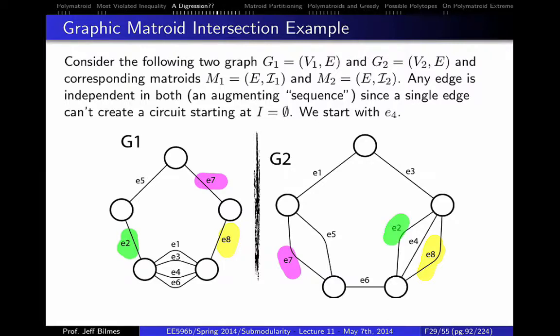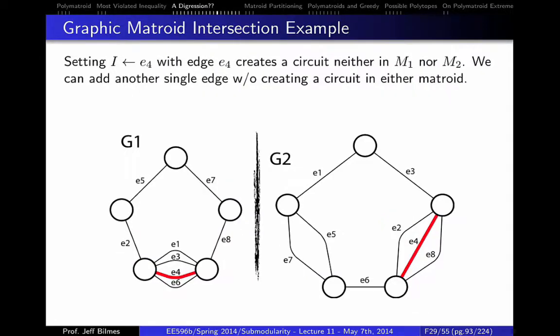E2 there is E2 here. So you can see, for example, on the right-hand side, E2 and E8 create a cycle, but on the left-hand side, E2 and E8 are independent. So the sets of independent edges are different on the two matroids. Okay, so we start by essentially using the greedy algorithm, right? So we start off this thing by saying, okay, let's choose an E4.